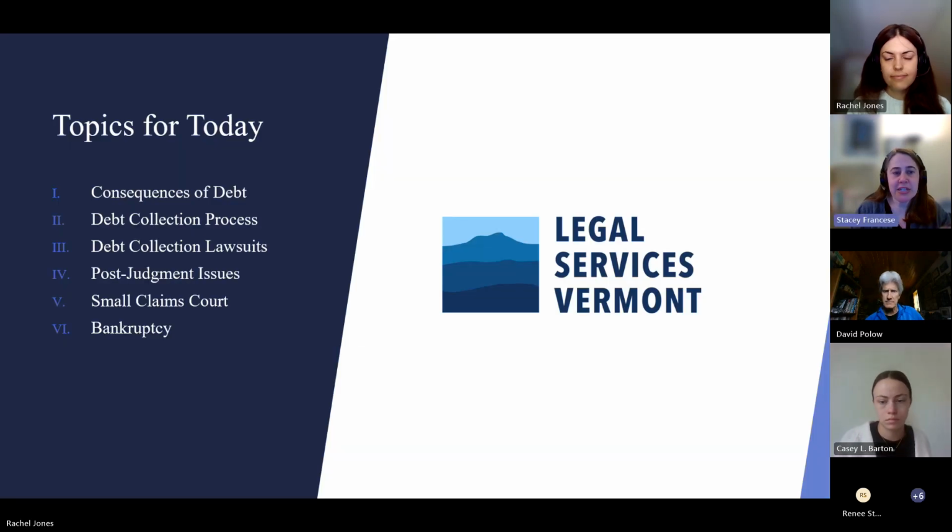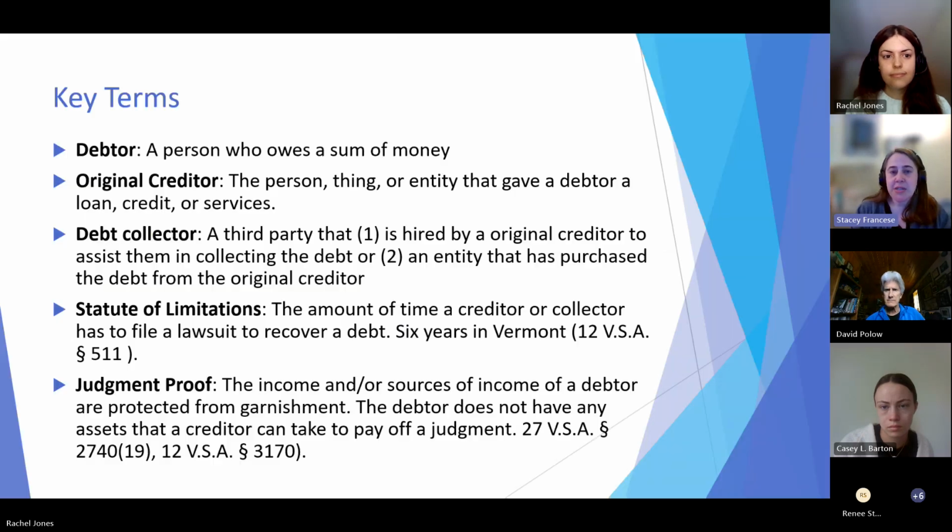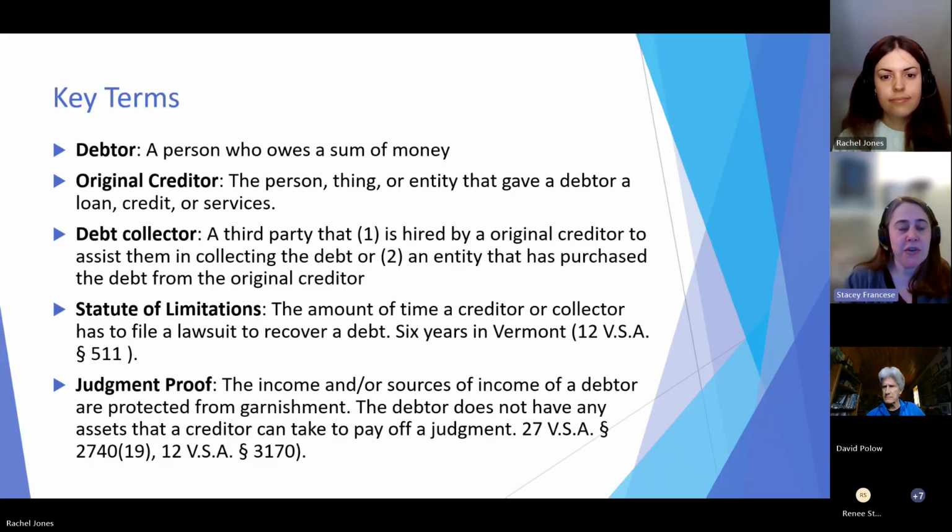All right, so that's a quick overview of the topics, and then we'll start with a few common terms. In debt collection, there are just a few key terms. The first one is the debtor. That's generally the person who's your client who owes money to someone. Generally, there's an original creditor. That's going to be your credit card company, your bank, your student loan provider. And then there's the third-party debt collector.